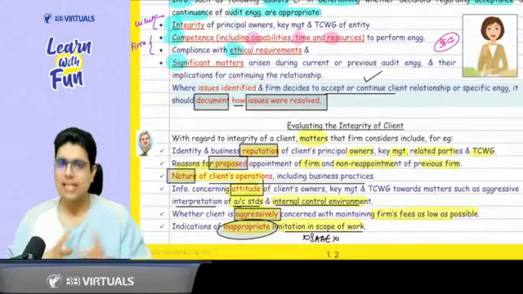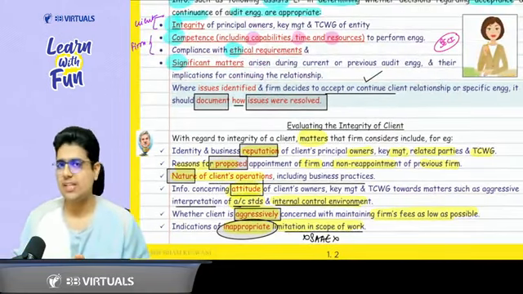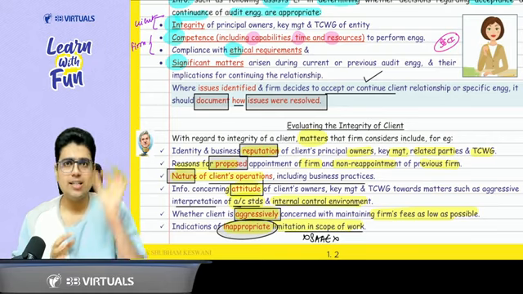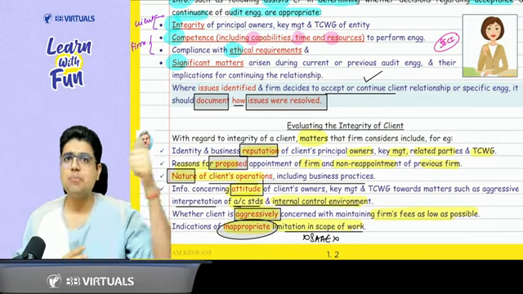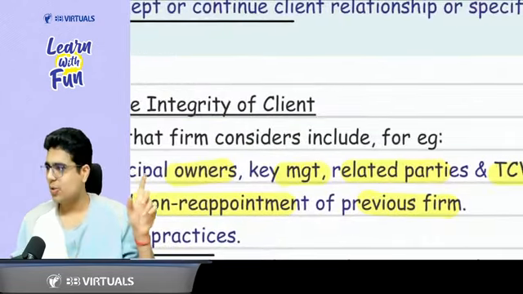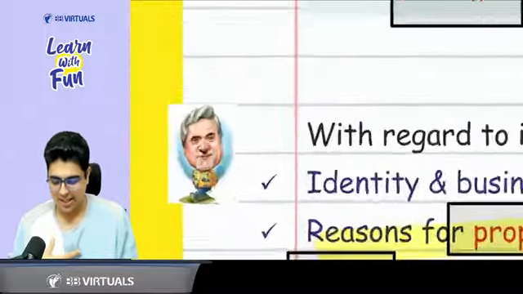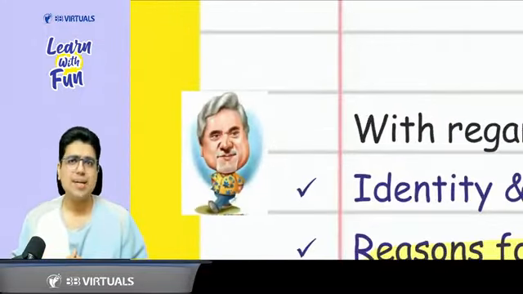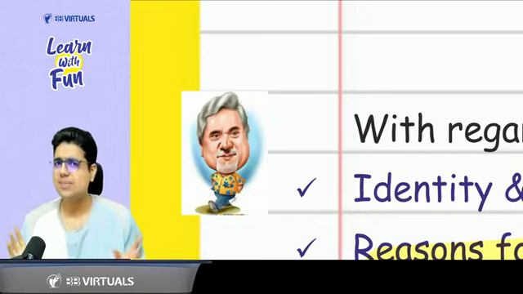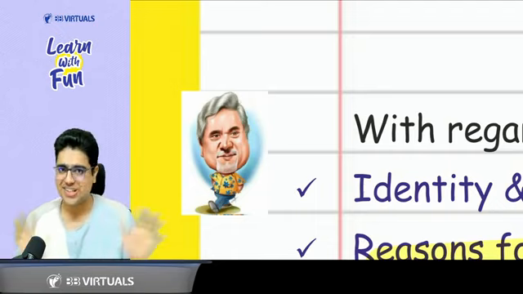First of all, there are certain matters you need to see with respect to integrity. What are the matters? The first point says you need to see the reputation of the owners, management, related parties and TCWG. So tell me one thing: if the client is like this, how is the reputation? Very bad. Will you accept such client? No. Less integrity, don't accept.